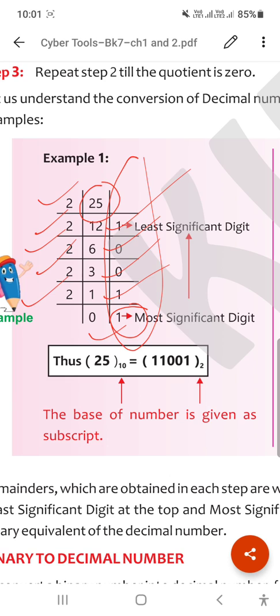This is the remainder part. The green part is the remainder part, right? The quotient is here.